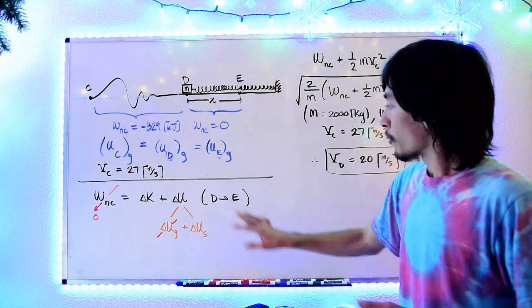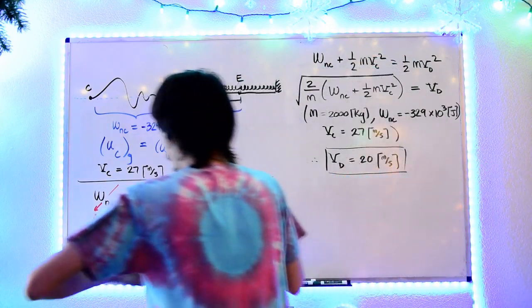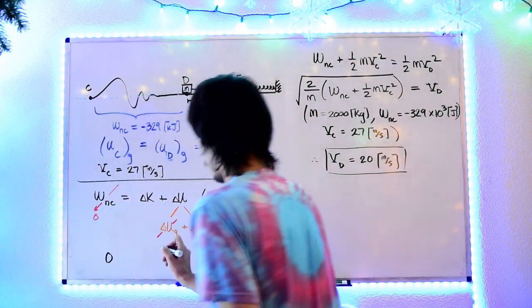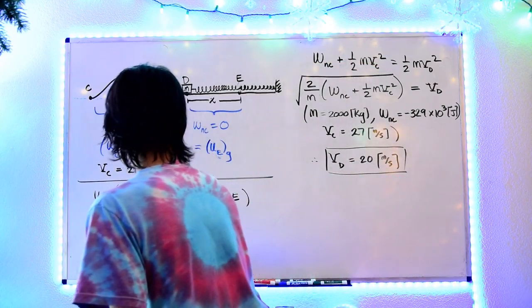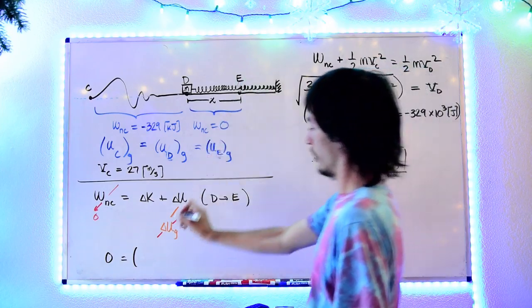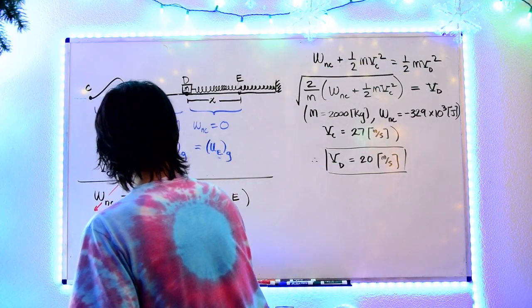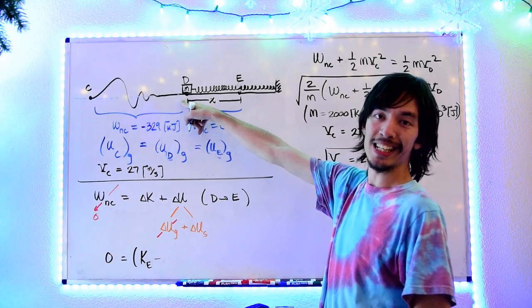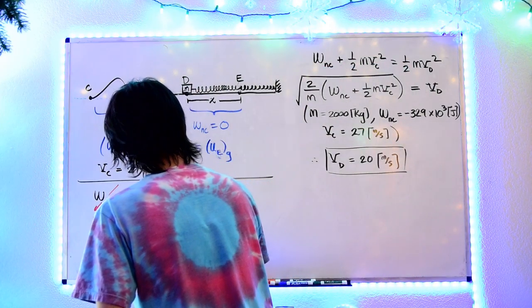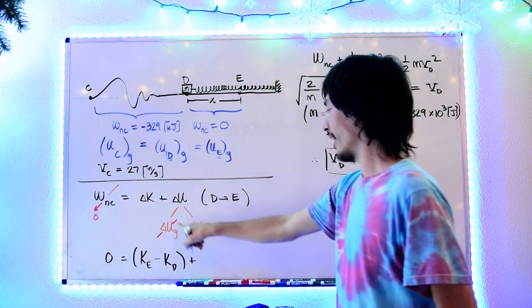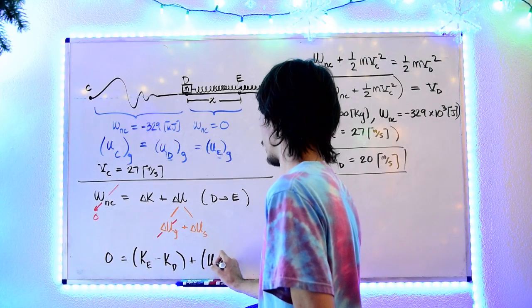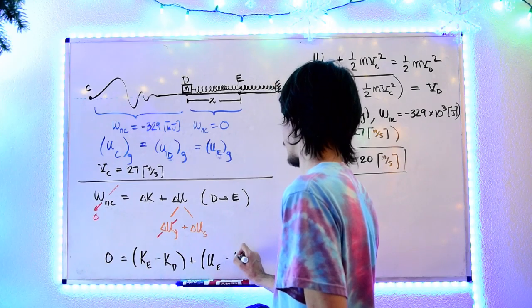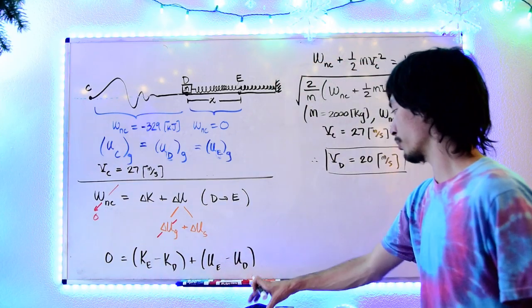Now, for what's left, we'll expand out. Left side is 0. The change in kinetic energy will be K final, which is now at point E, so KE minus the initial, which is point D, KD, plus a change in spring potential energy. So this will be UE minus UD for the spring.